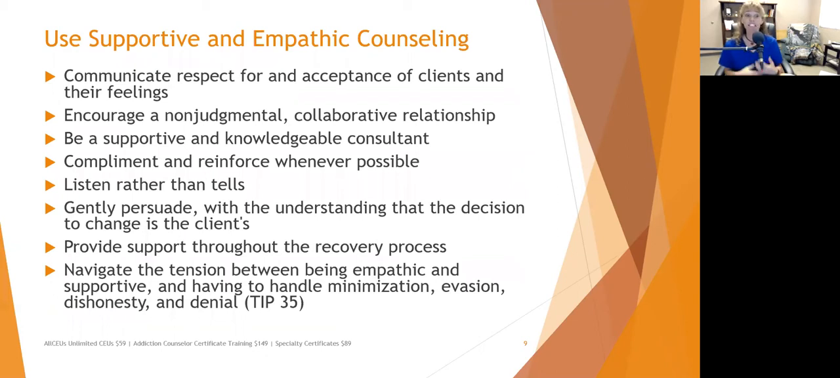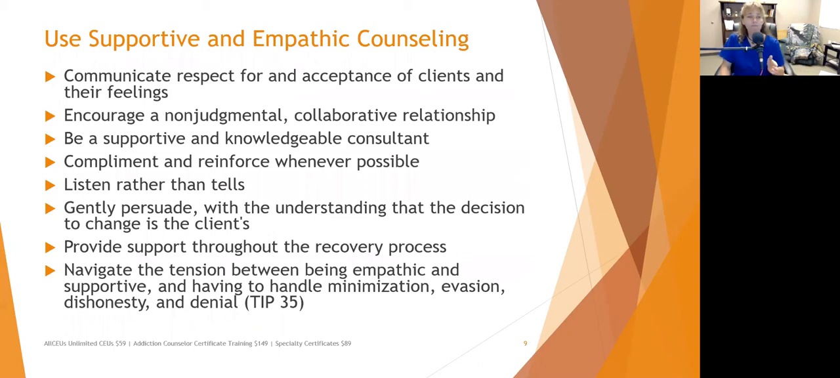We need to be a supportive and knowledgeable consultant, but that doesn't mean we know everything. My clients teach me stuff every single day, and I love that. So it's important for us to know what we know and say, I don't really know the answer to that, but let me find out for you and I'll tell you tomorrow, and then keep that promise. So be supportive, provide knowledge that you have. If you don't have some knowledge, find it and bring it back.